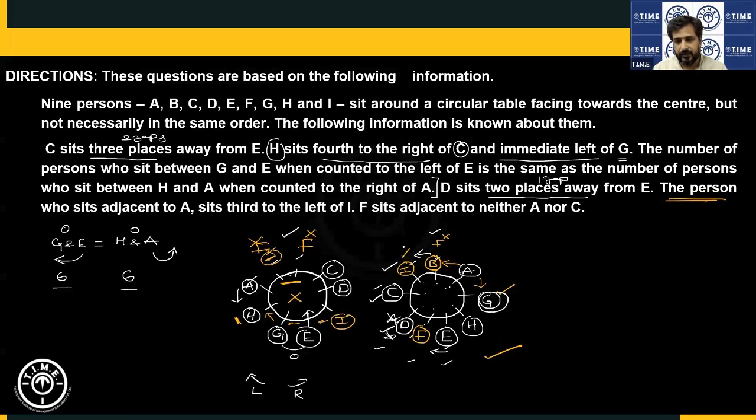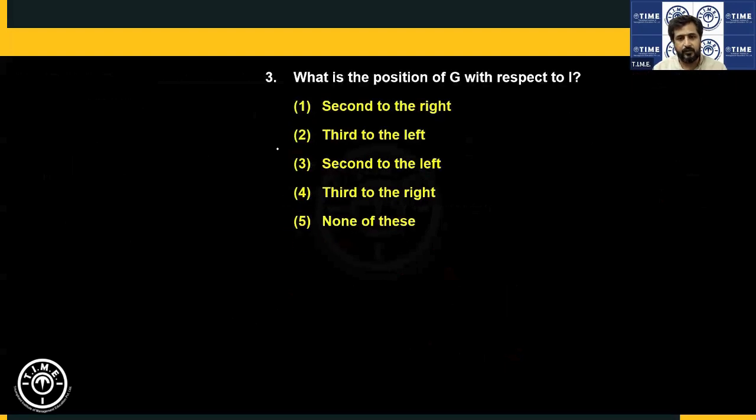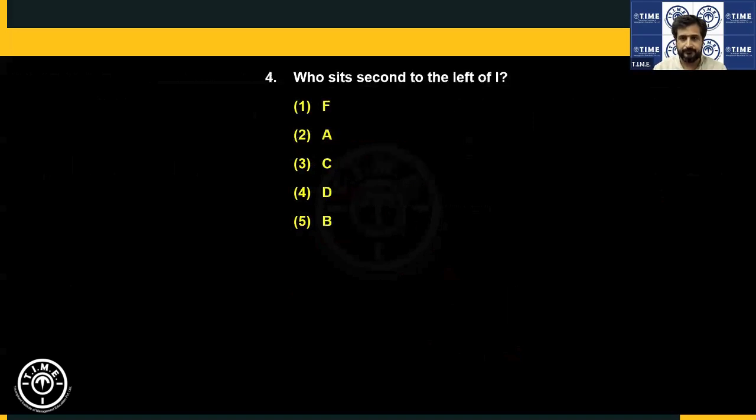If you take the left side, first left, second left, third left. If you take the right side, first right, second right, third right, fourth right, fifth right, sixth right. So it is either third to the left or sixth to the right. Third to the left is available in the choices, so choice 2 is our answer. Position of G with respect to I is third to the left.